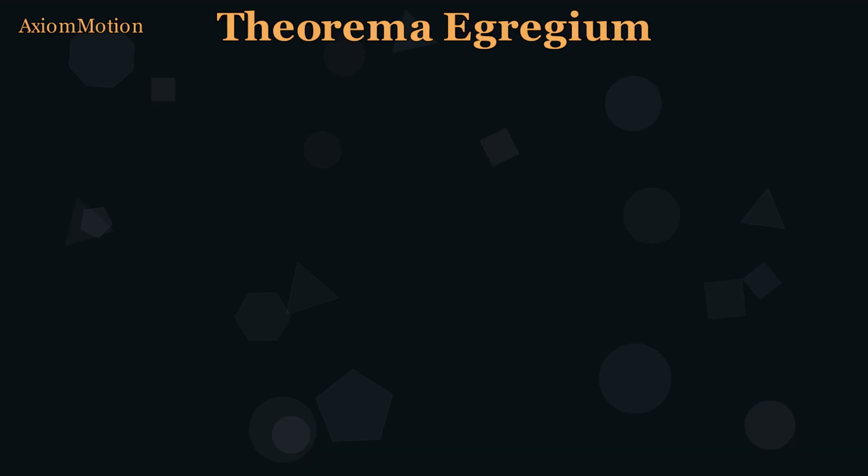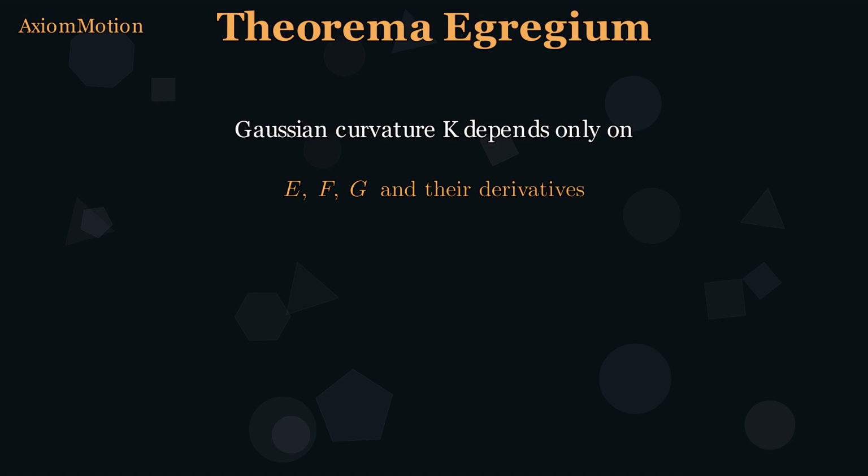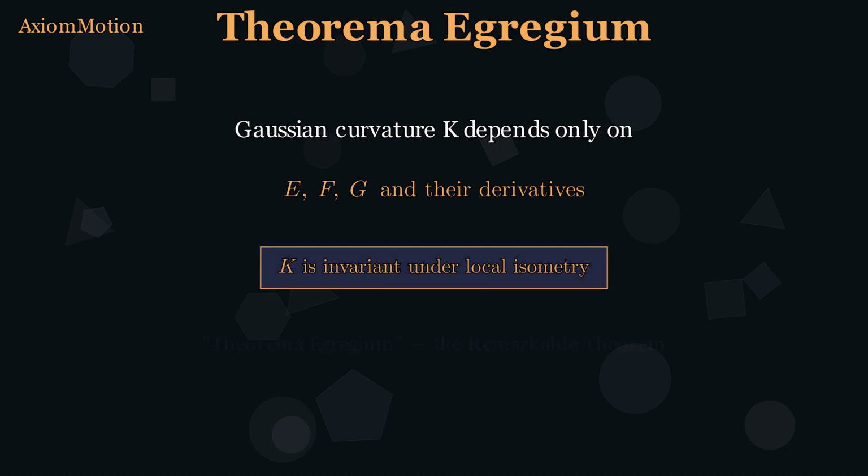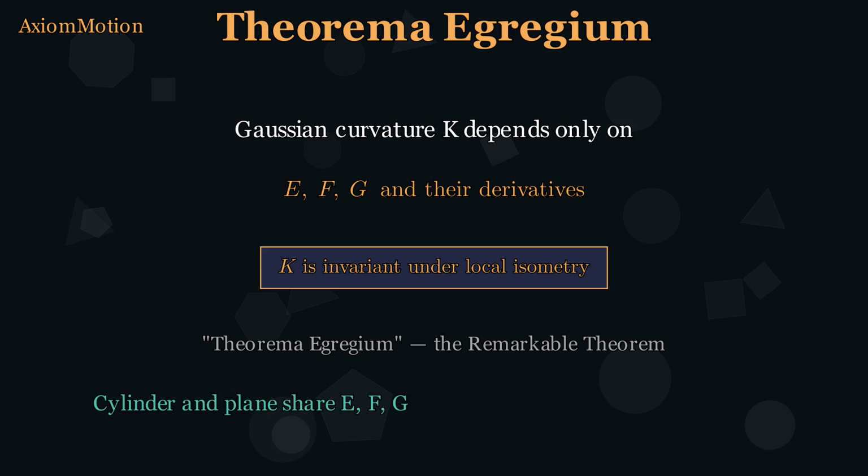In 1827, Carl Friedrich Gauss proved something he himself called remarkable. Gaussian curvature K depends only on the coefficients E, F, G of the first fundamental form and their first and second derivatives. Nothing else. This means K is invariant under any bending that preserves distances, any local isometry. You can bend the surface all you want, but K will not change. That is why the cylinder and the plane have the same K. They share the same E, F, G, so they must share the same Gaussian curvature, 0. No computation needed. The theorem hands it to you.